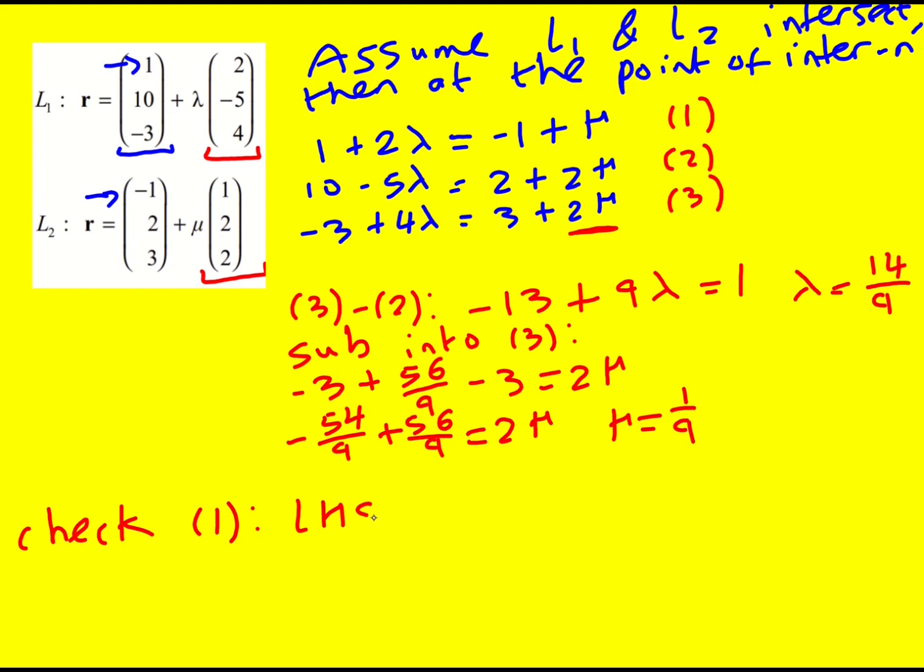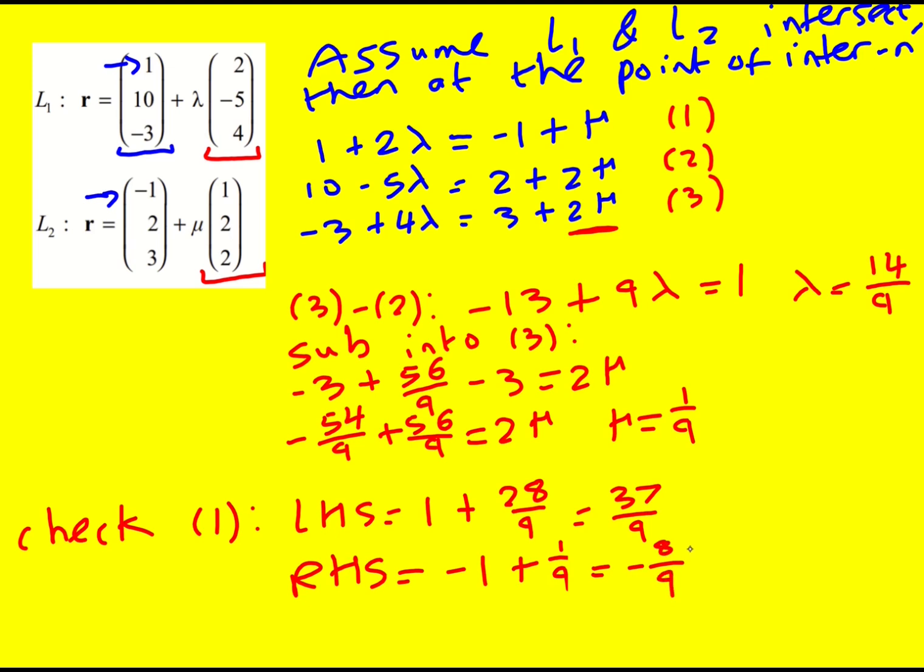Right, now the left-hand side of 1 equals 1 plus 28 over 9. This is 9 over 9, so it's going to be 37 over 9. Whereas the right-hand side is going to equal minus 1 plus 1 over 9. That's minus 9, I'm going to get minus 8 over 9. So they are not equal, and therefore the equations are inconsistent.